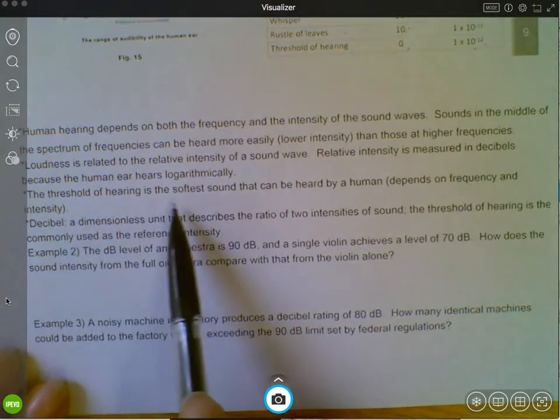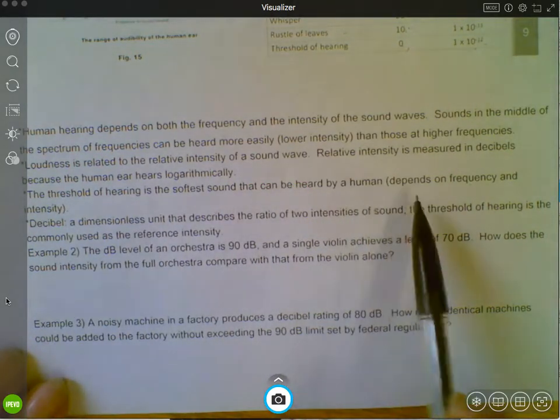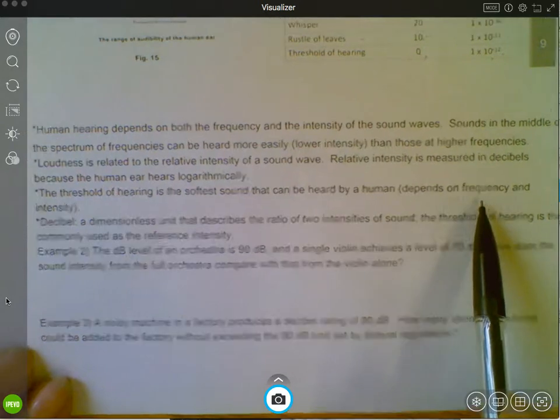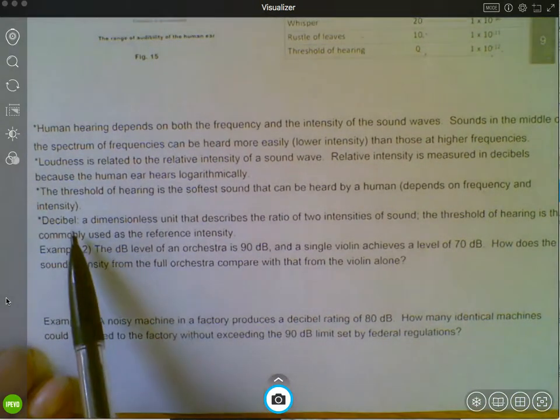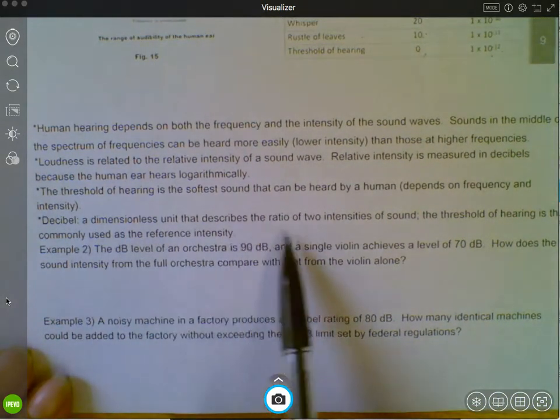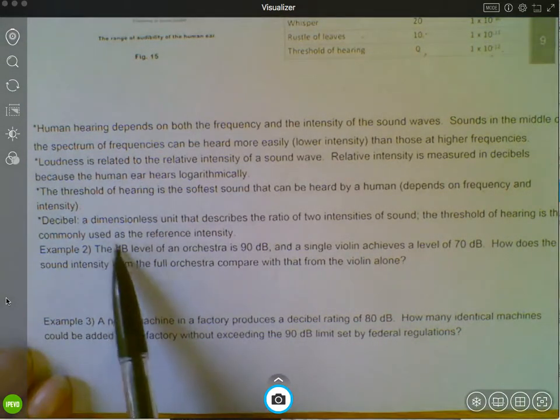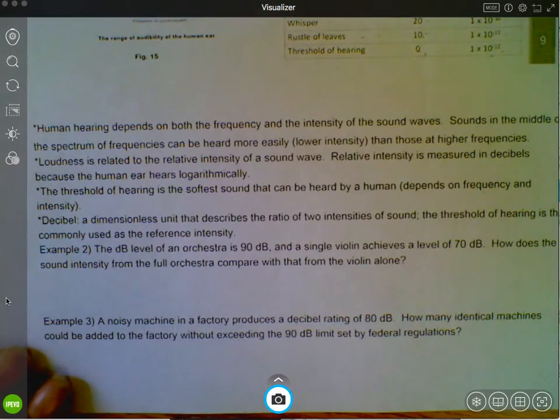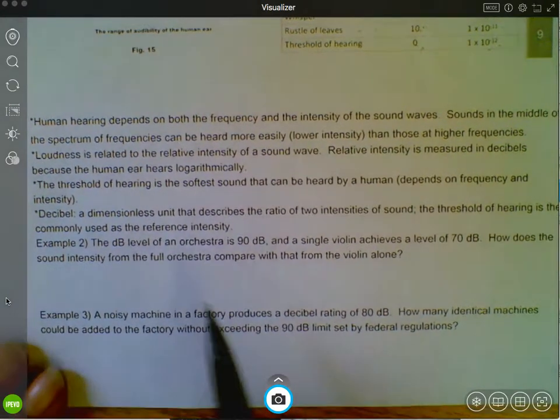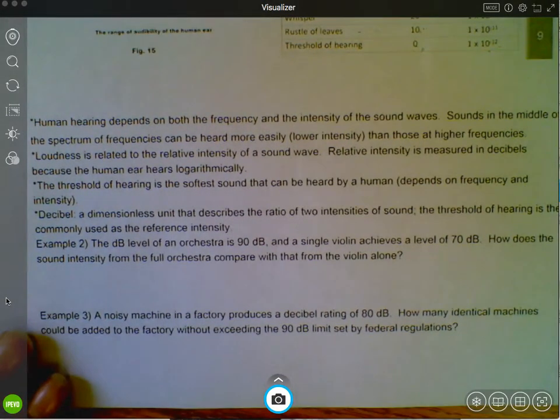The threshold of hearing is the softest sound that can be heard by a human. It depends on frequency and intensity. Okay. A decibel is a dimensionless unit that describes the ratio of two intensities of sound. So the threshold of hearing is commonly used as the reference intensity. So that all sounds a little bit crazy. Let's just go through an example.